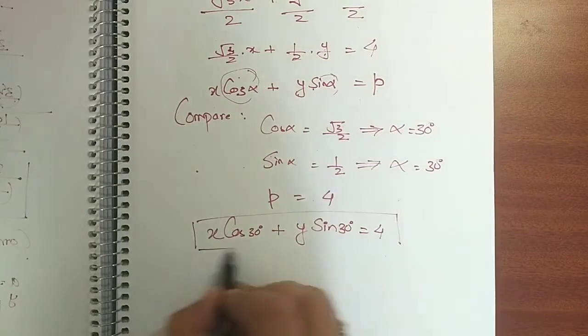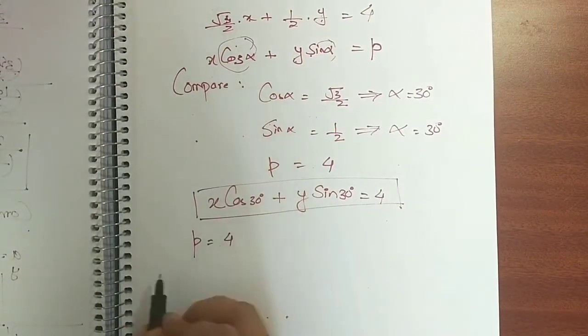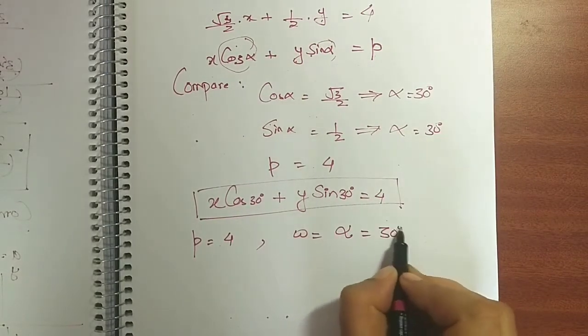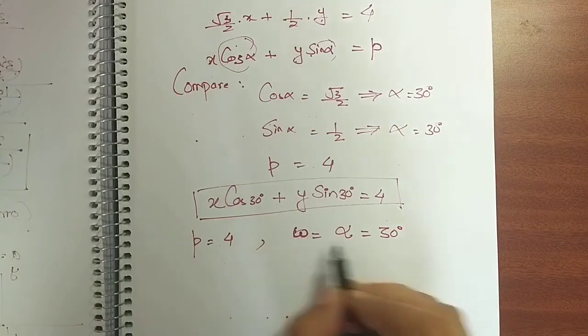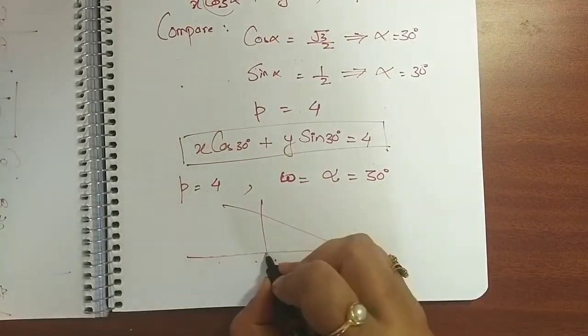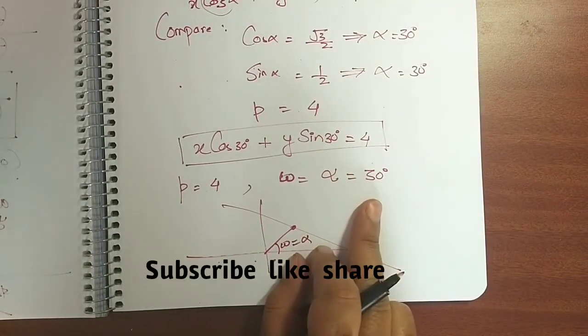This is my answer. So they are asking to find p and omega. So p is 4, and omega, they mean to say, guys, is alpha that they are asking. Omega is the angle which the perpendicular is making with this. This angle they are calling omega and we are calling alpha. This is the same thing only.